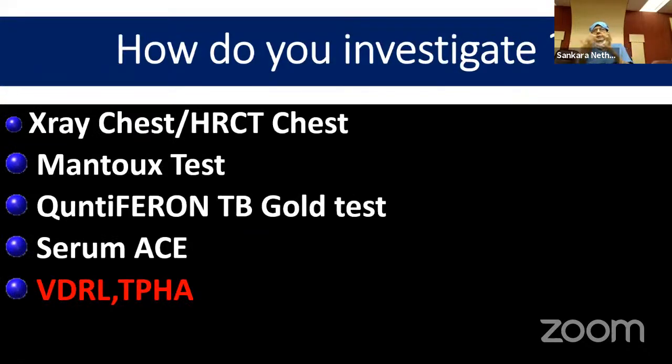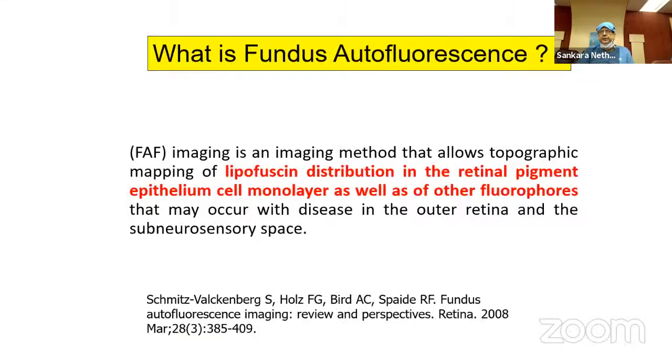And then how do you investigate further? You should rule out TB, sarcoid, and syphilis. You do the X-ray, HRCT, Mantoux test, which is called PPD, purified protein derivative test, QuantiFERON TB Gold test, serum angiotensin converting enzyme for sarcoidosis, and VDRL and TPHA for syphilis.